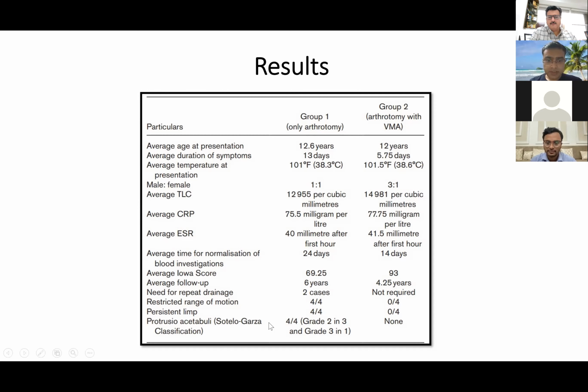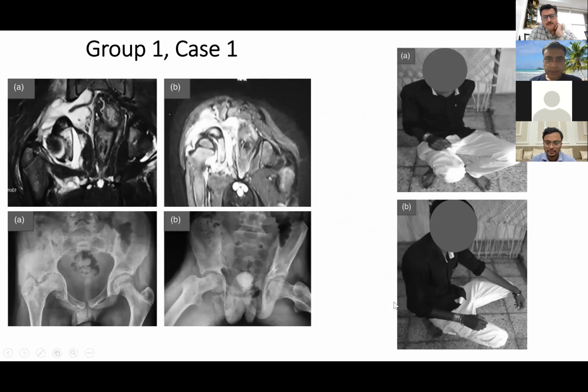And all the patients in group 1 developed protrusio acetabuli. In 3 patients, it was grade 2 as per Sotello-Garza classification, and in 1 case, it was grade 3. So this is a case example of group 1, where there was an obturator abscess communicating with the hip joint, and we drained only the hip joint. And then these are the final follow-up x-rays showing protrusio acetabuli. Along with that, the child is unable to squat properly and sit in a cross-legged position.